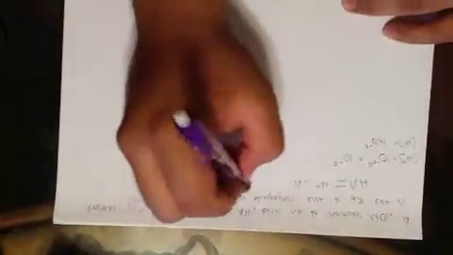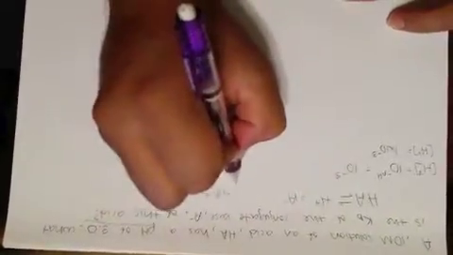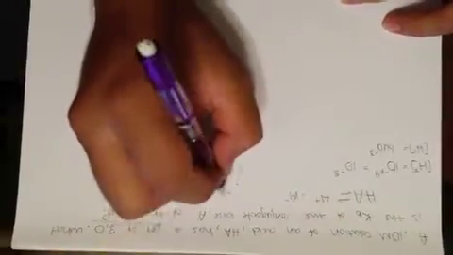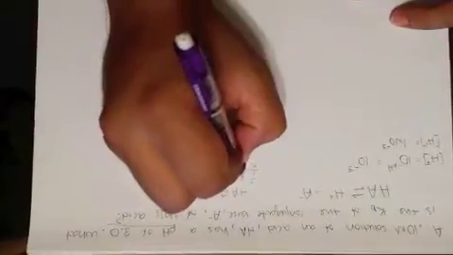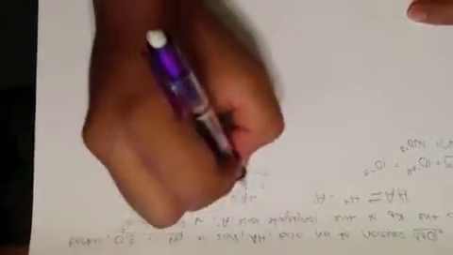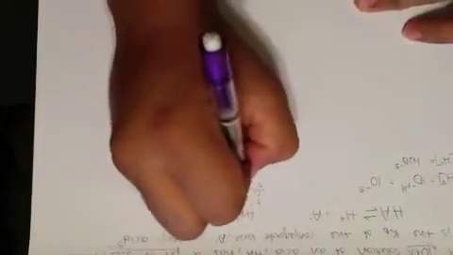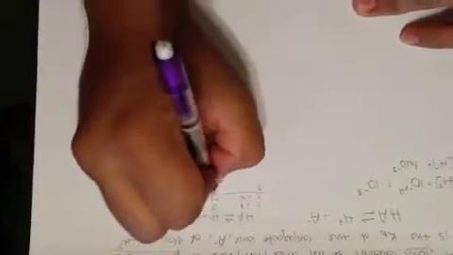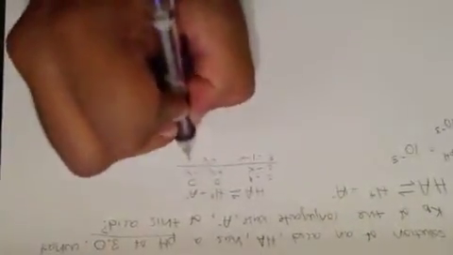Now if you do an ICE table for this, you're going to have your 0.1 here, which is what they're giving you over here, 0.10. And then you start with nothing. And it's going to dissociate. It's going to get added. So at the end you have 0.1 minus x, plus x, plus x.